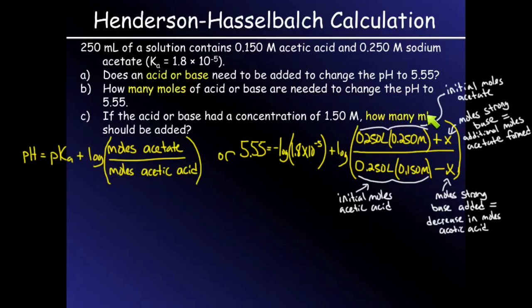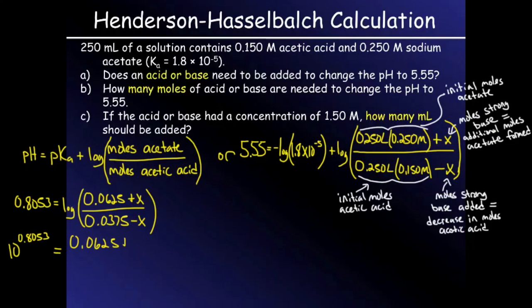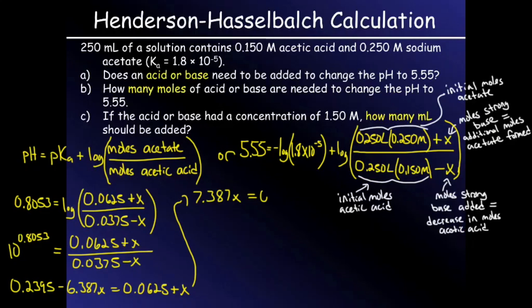This right here is the initial moles of acetate. This is the moles of base that we add, increasing the moles of weak base up top. This is the initial moles of acetic acid. Then we're going to decrease the moles of acetic acid by the moles of base added. We then get one equation and one unknown. We simply need to remember our algebra to rearrange the equation and then isolate our x value and solve for x.